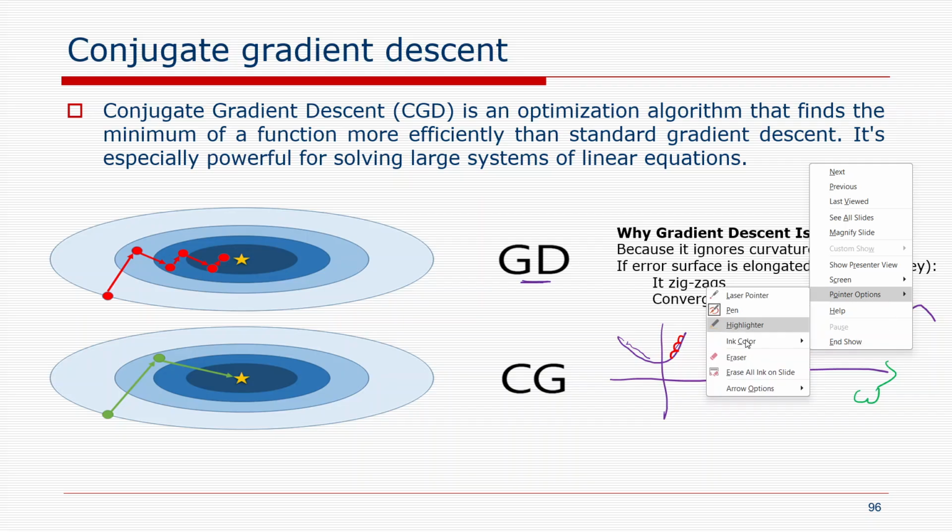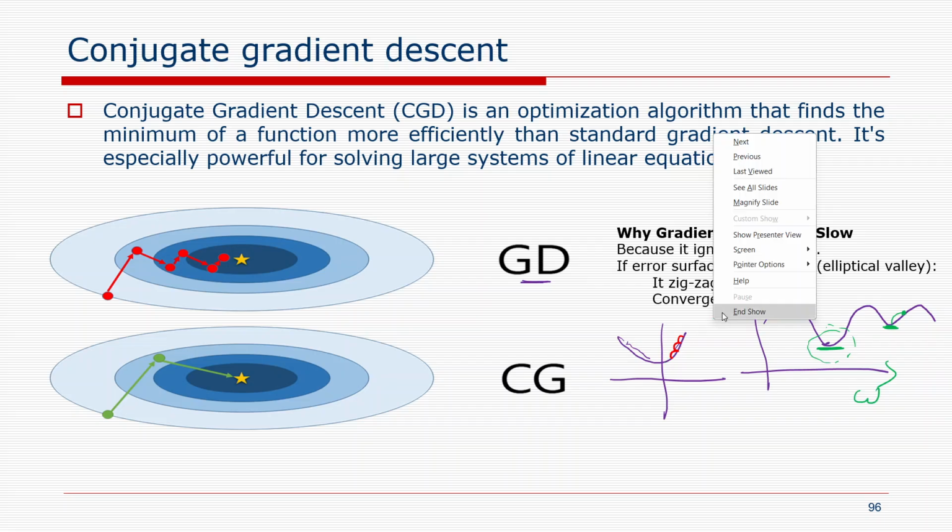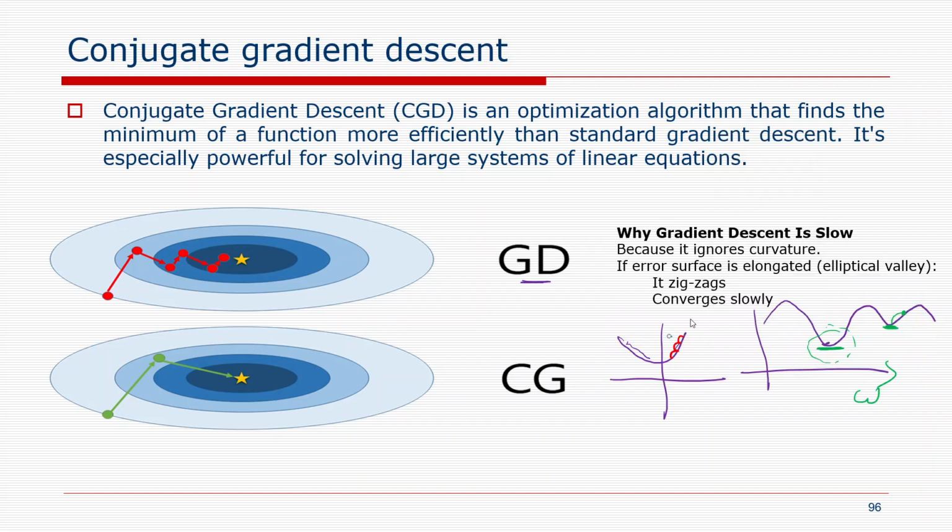For this diagram which you are seeing here, this should be my objective. I should try to find this solution, not this one. But it cannot guarantee that for us. Also, it goes in small steps one by one and then tries to find it. That is, if the error surface is elliptical, it zigzags and then converges slowly.